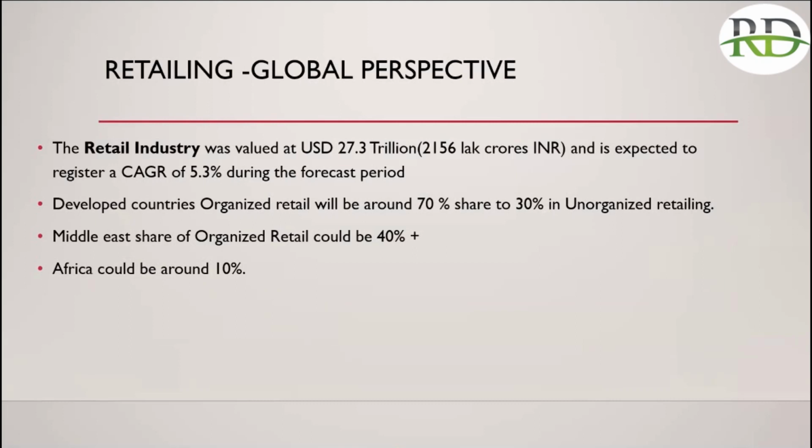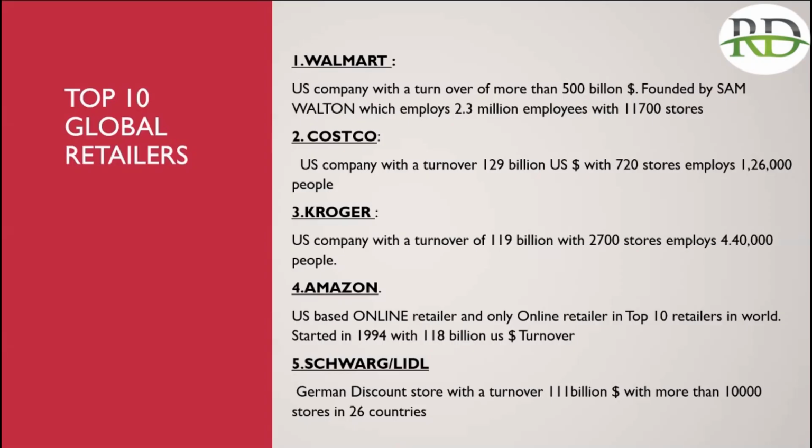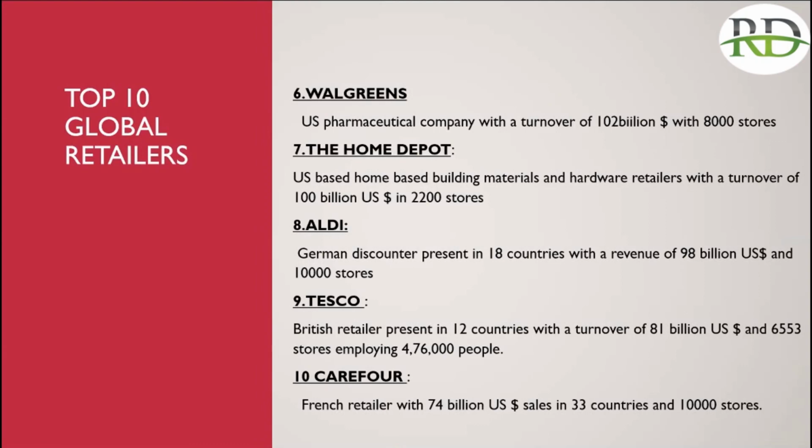From a global perspective, it is big and it grows, but it is quite the opposite there. Organized retail is around 70% and unorganized retail is around 30%. In the Middle East, where I am now, it's around 40%. In Africa, it could be around 10%. So these are the top global retailers across the world: Walmart, Costco, Kroger, Amazon, Lidl. Lidl is a discount chain, and Walmart is a hypermarket and large format store. Amazon is an online retailer, Walgreens is pharmaceutical, and Aldi is again a discount chain. Tesco is there in India.